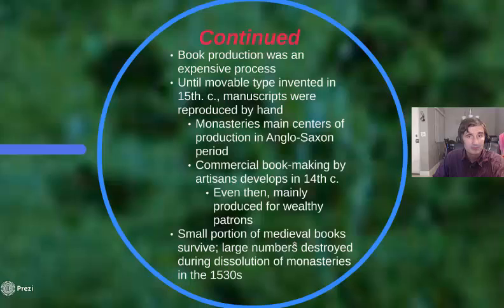Until movable type, in the 1400s or 15th century, manuscripts were reproduced by hand, and manuscripts were always in the possession of the monasteries. So you had two classes of intellectuals. You had the nobility who would take up learning at times, but mainly you had the monks in the monasteries, especially when things were written in Latin. That would be the monks in the monasteries. Monasteries were the main centers of production in the Anglo-Saxon period.